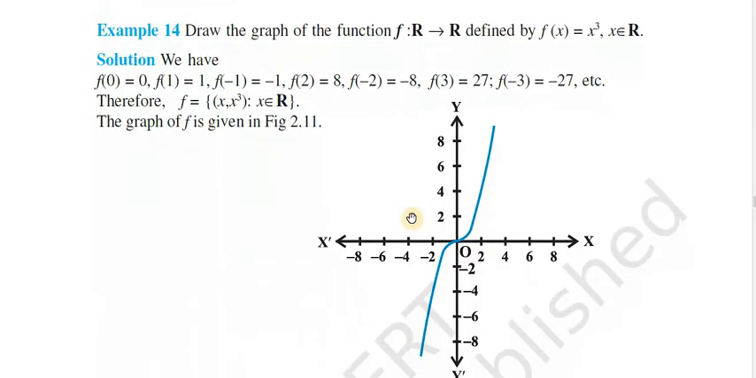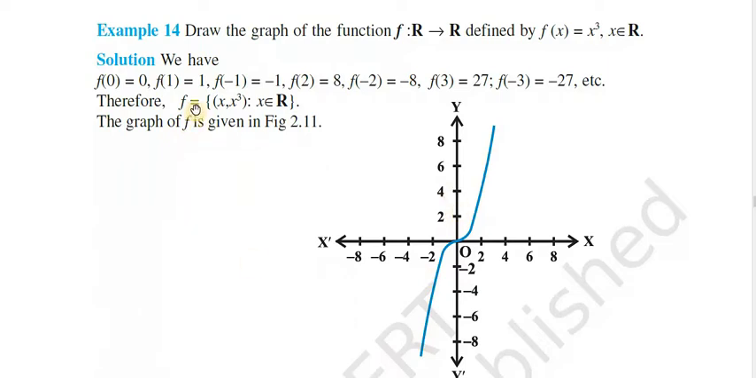Next, you have to draw the graph of x cube, f(x) = x³. You just put in a few values and plot them on this graph. So the points will be (0, 0), (1, 1), (-1, -1), (2, 8), (-2, -8), (3, 27), (-3, -27), like this. You just put them in like this.